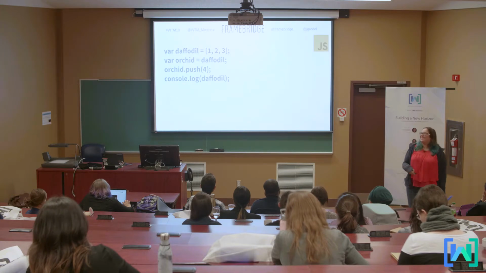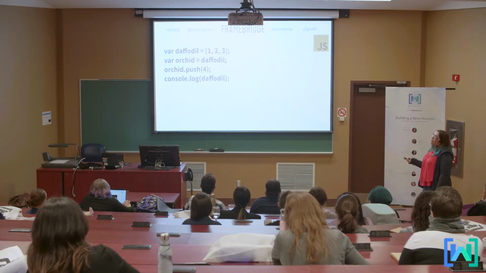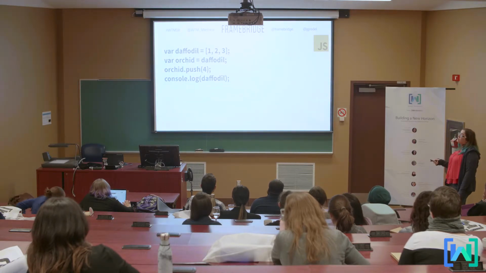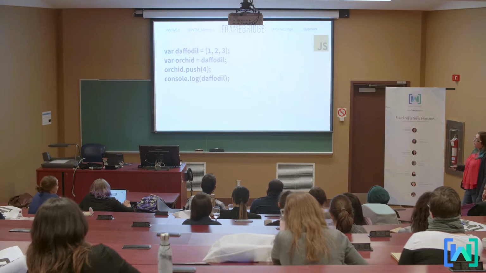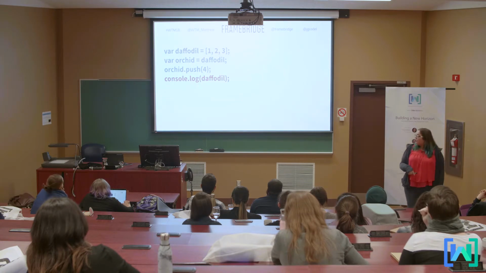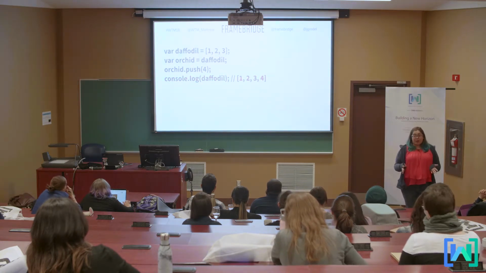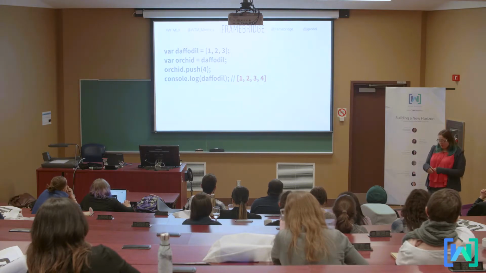Here's an array. We have a var daffodil with the values 1, 2, 3. And I'm going to put daffodil in orchid, and then push another value, a 4, onto orchid. If I take a look at what I have in daffodil now, I have 1, 2, 3, 4. So arrays are objects, and they are treated by reference just the way the previous one was.